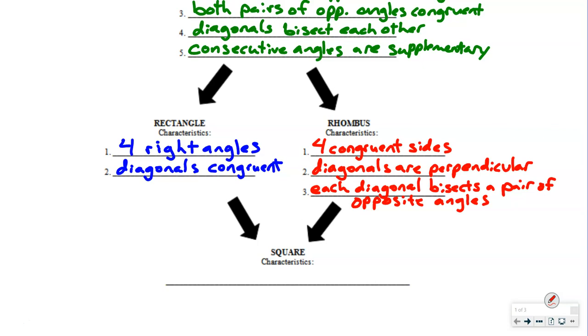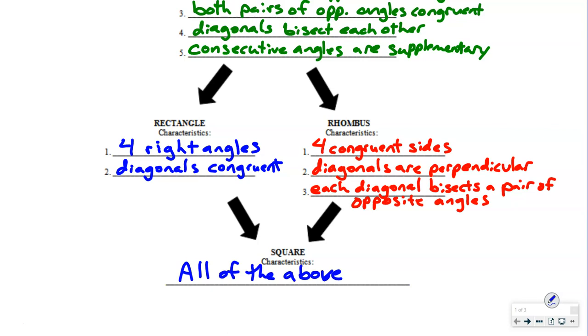And then squares. Everything from parallelograms, everything from rectangles, everything from rhombuses. All of the above. Squares have 4 right angles. Their diagonals are going to be congruent. They're going to have 4 congruent sides. Their diagonals are going to be perpendicular. Each diagonal is going to bisect a pair of opposite angles.